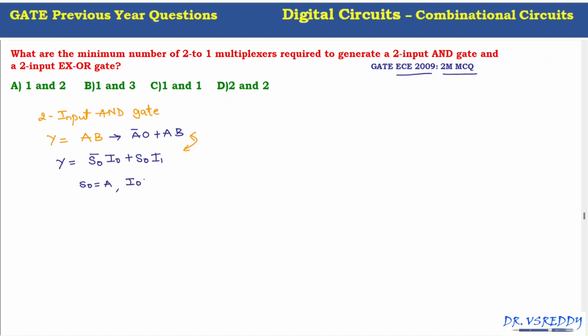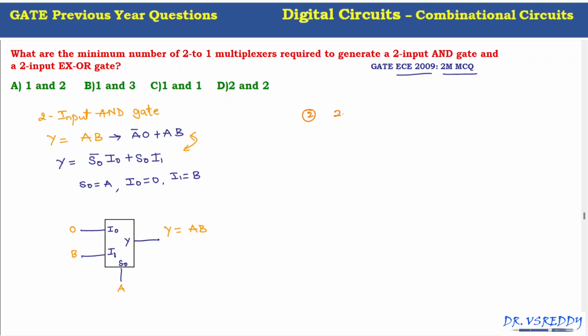Then I0 is equal to 0 and I1 is equal to B. I0 is 0, I1 is B and the selection line is A. Then this Y is equal to A into B. To implement a 2 input AND gate, we require only one 2 to 1 multiplexer.